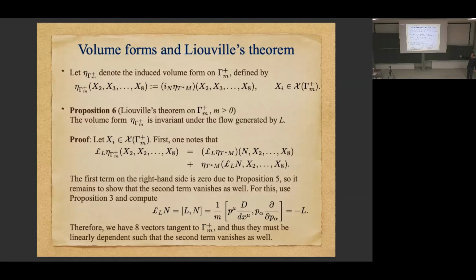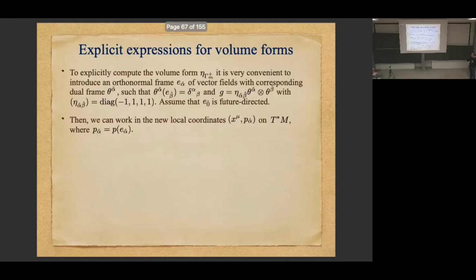So here you have 8 tangent vectors, but this manifold we're working on is 7-dimensional, okay? So necessarily they must be linearly dependent, and therefore, because it's totally antisymmetric, this vanishes. So this is the only non-trivial ingredient that you have to look at, but at the end you get Liouville's theorem on gamma m plus, okay? Liouville's theorem will actually be very important to derive the Vlasov equation. I will tell you why soon.